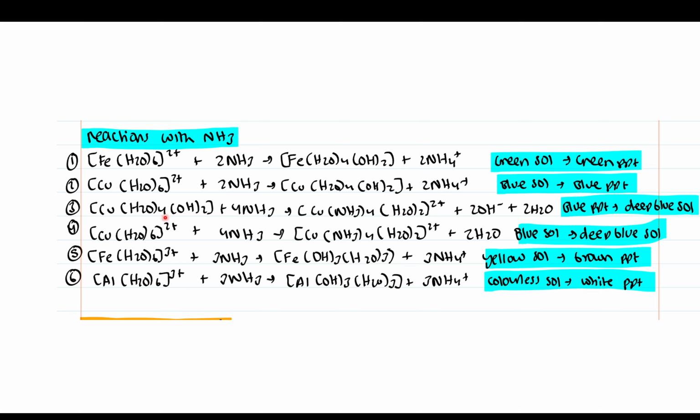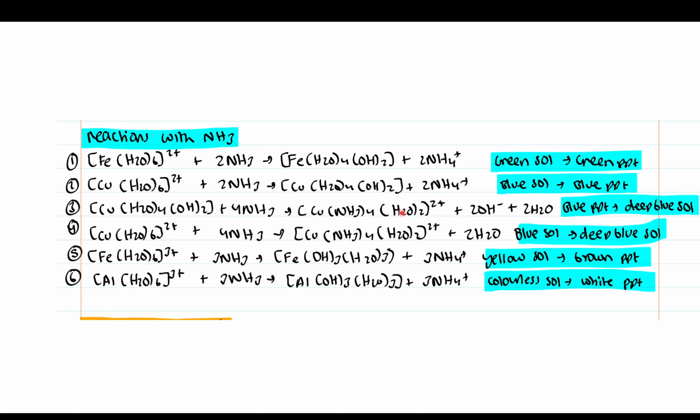Or that's one of the steps you can have, or you can just directly have the Cu(H2O)6 2+ and add it to 4NH3. You form the same product but also 2H2O. And the colors here are different. So you start with a blue solution, of course, and then a blue precipitate. Afterwards, you get this blue precipitate, which goes to a deep blue solution, right?